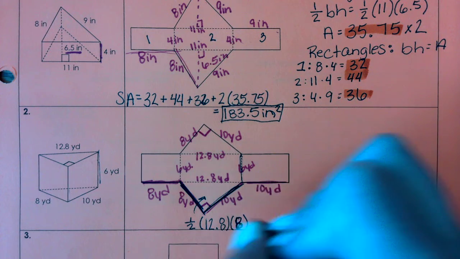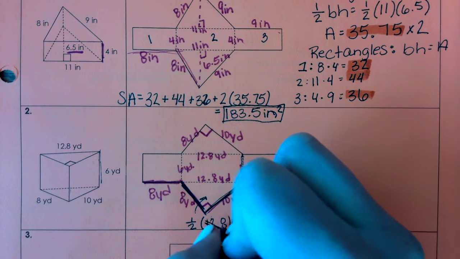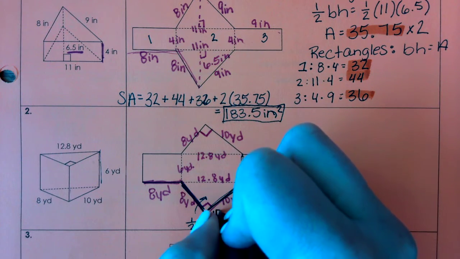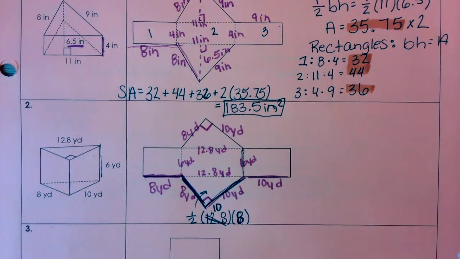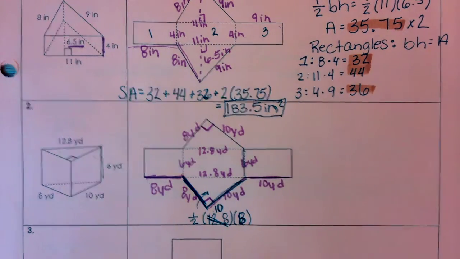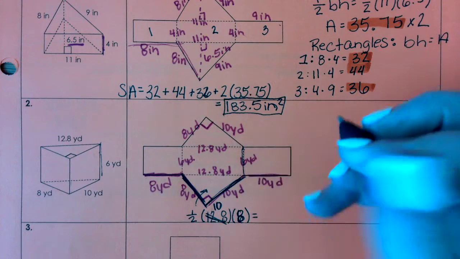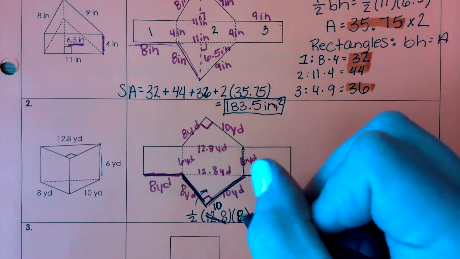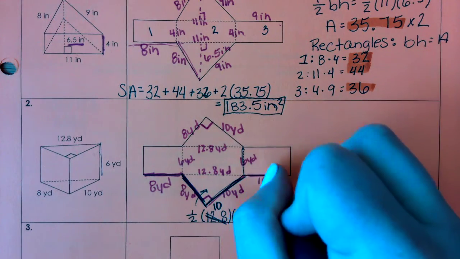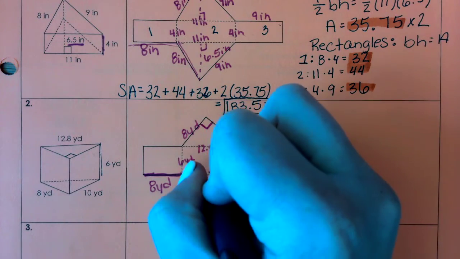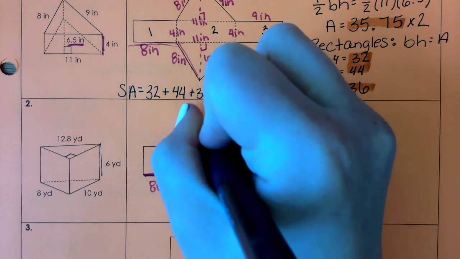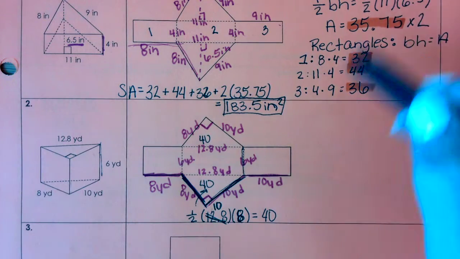This should be 8 and this should be 10. Maybe the other way around. Yes, that's fine too. Remember, right angles have a base and a height already on them. So that's going to give me 80, because 10 times 8 is 80, and then half of that is 40. So this is going to be 40, and this is going to be 40. I'm writing it out a different way so you guys can see it a different way.